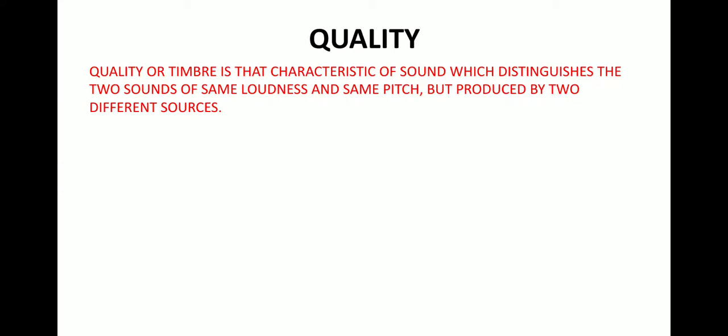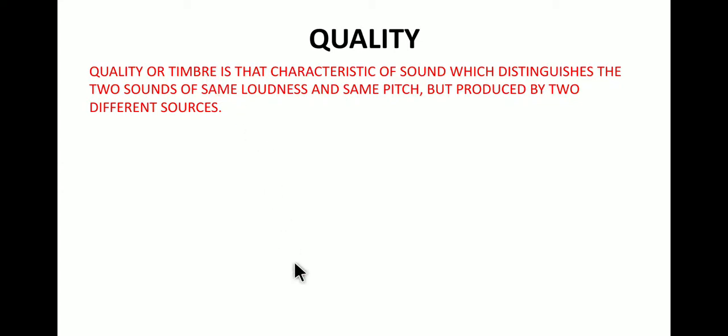How can we make it out? Because we know that this sound is the sound of guitar and this sound is the sound of violin because of their quality, because of the quality or timbre. Okay, I'll show you a few examples over here.